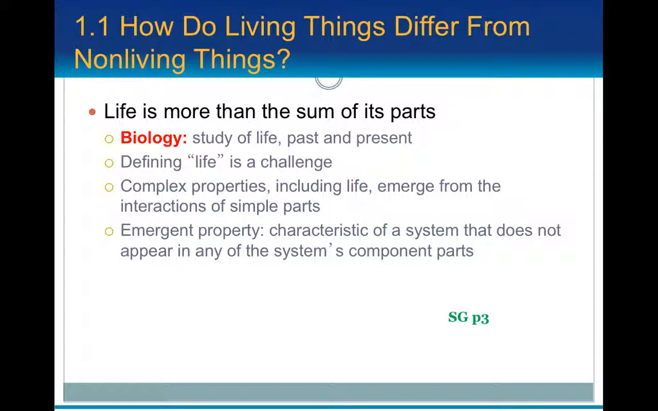We're looking for it. And it's a pretty complex thing when you start looking at life and trying to decide, well, what is living or not living, because there are different properties and characteristics that we need to examine.